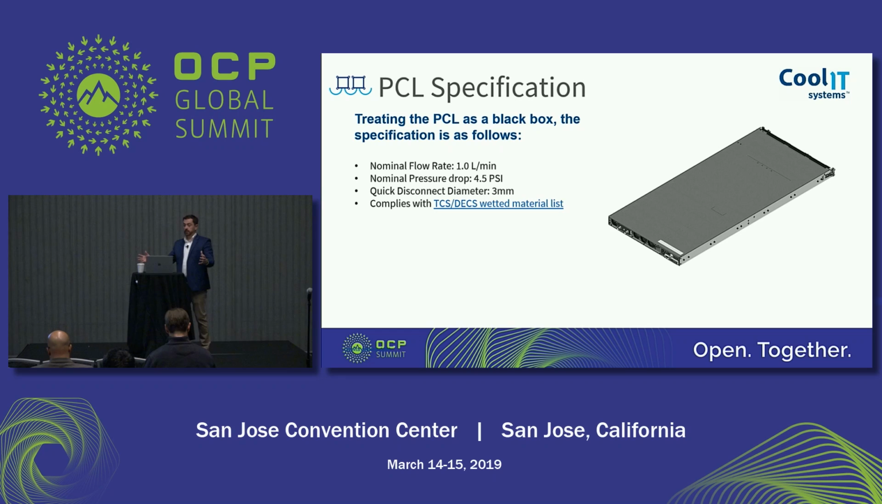So as I mentioned, part of what the Advanced Cooling Solution Group is working towards is an overall specification. So what I wanted to do is take a step back and say, okay, if we treated the server's module as a black box, what would our PQ curve look like here? Where's our operating point? So this was designed for a nominal flow rate of 1 liter per minute. At that flow rate, there's about a 4.5 PSI pressure drop. That's going through 3 millimeter quick disconnects.